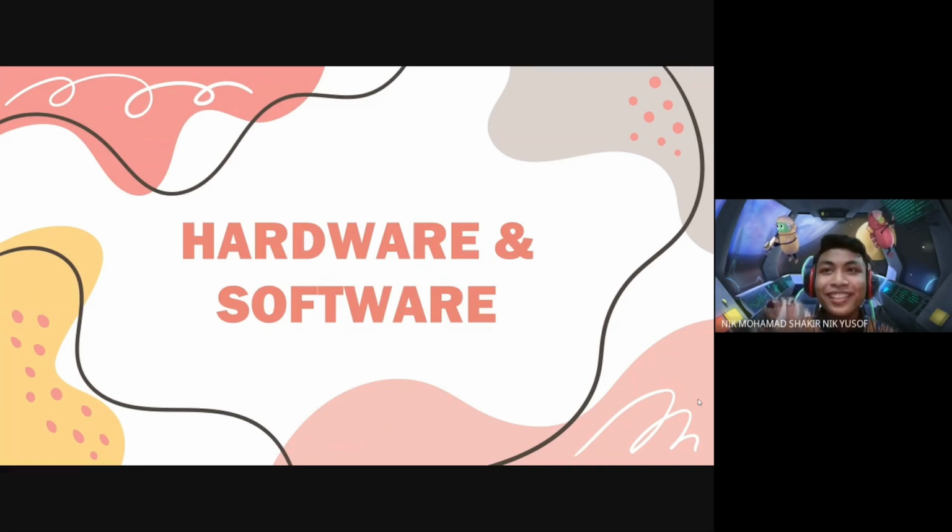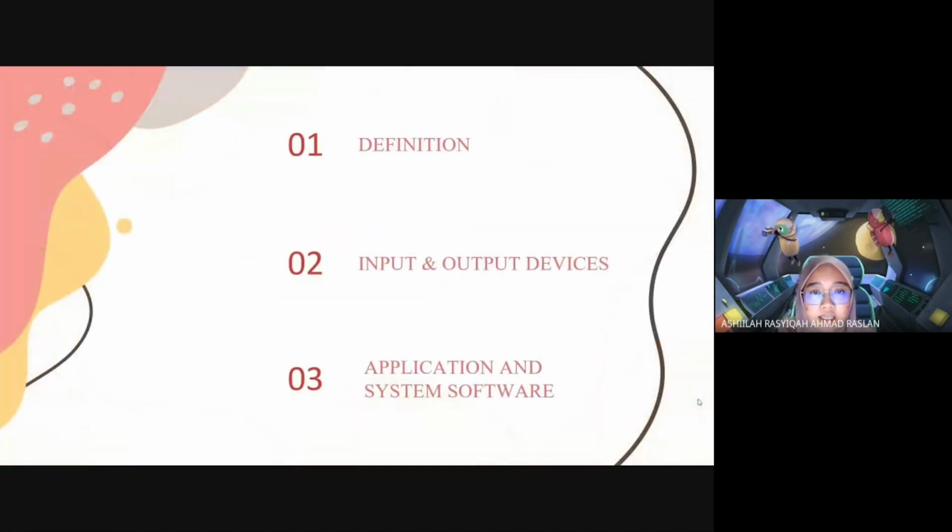Hello everyone. Today I will share something about a topic that I learned in the computer science subject this semester. The topic that I will share today is hardware and software. These are the inputs that I will share with you today: first is definition, second input and output devices, third application and system software.